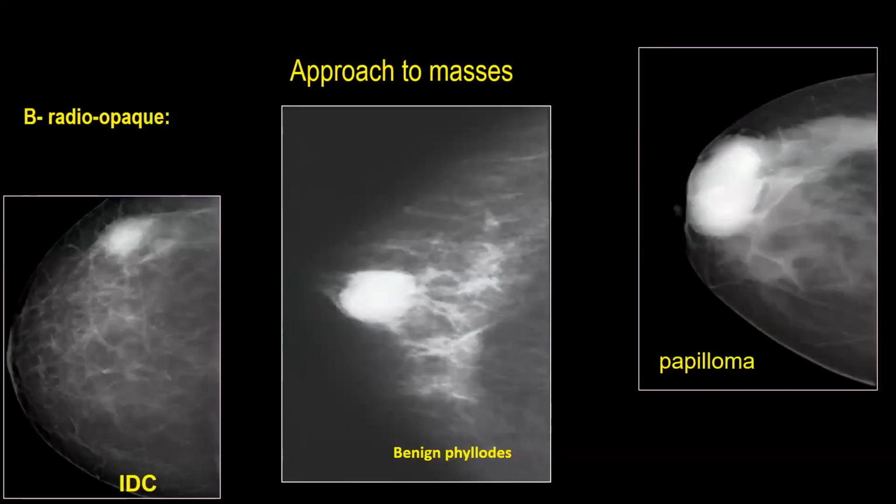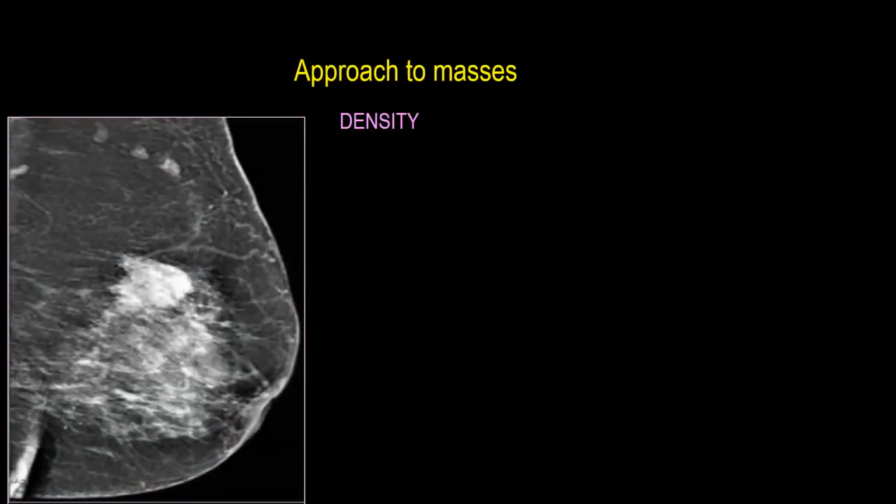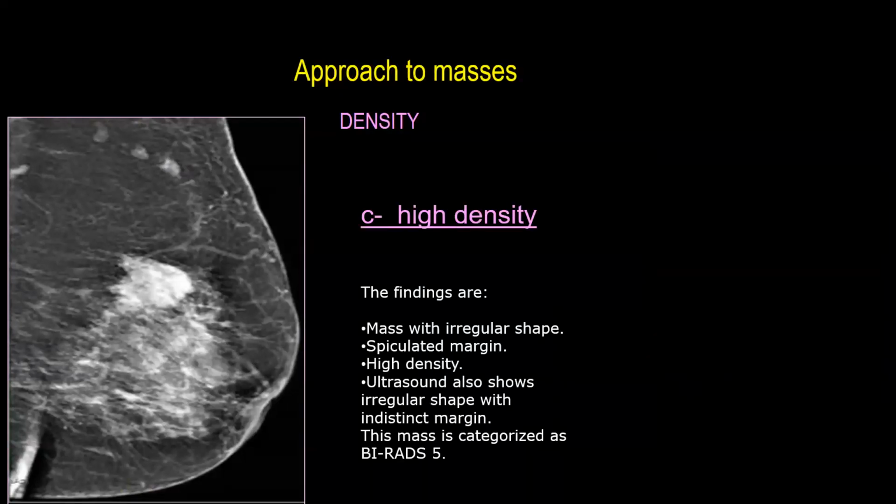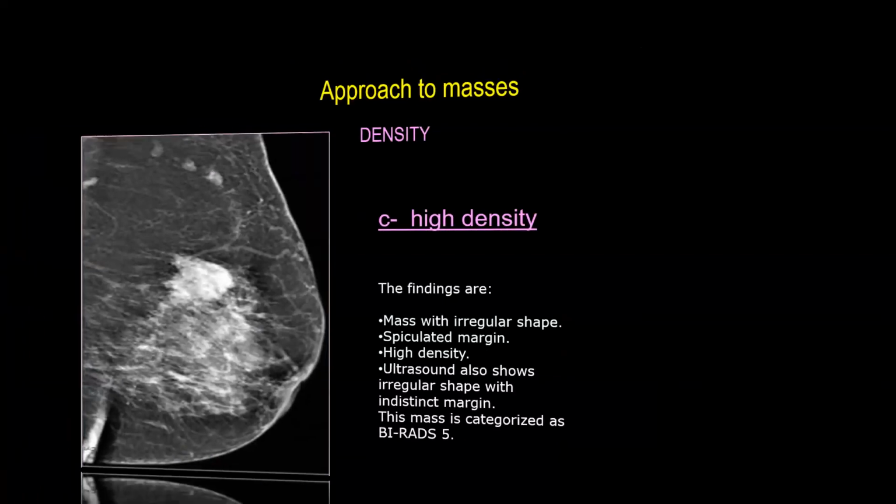Okay. And what about this? Here you have a papilloma, you have benign phyllodes, and you have invasive cancer. High density. This is clearly so bright. It is high density masses. Okay. And this one, straightforward, it is a high density mass.